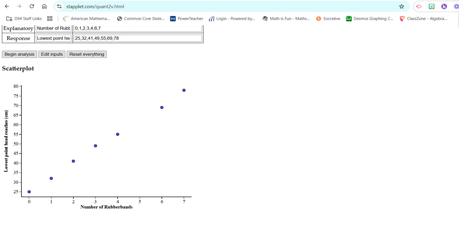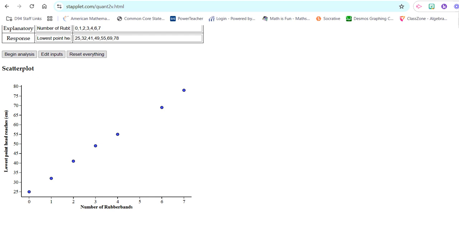While you're looking at the scatter plot, there are a couple of things you want to talk about. One, what direction is it going? As the number of rubber bands goes up, so does the lowest point. So we could say it's a positive relationship. Based on the form, we can see that it looks pretty linear. And then we want to think about the strength. These data points are pretty aligned, so we're going to say it's very strong.